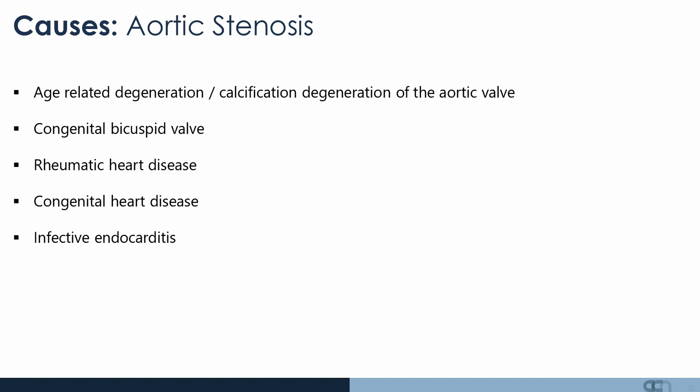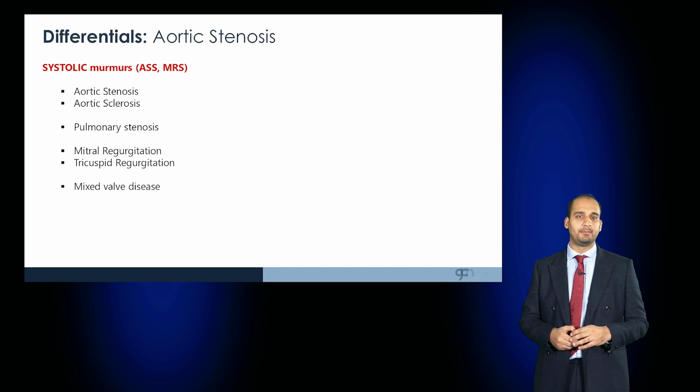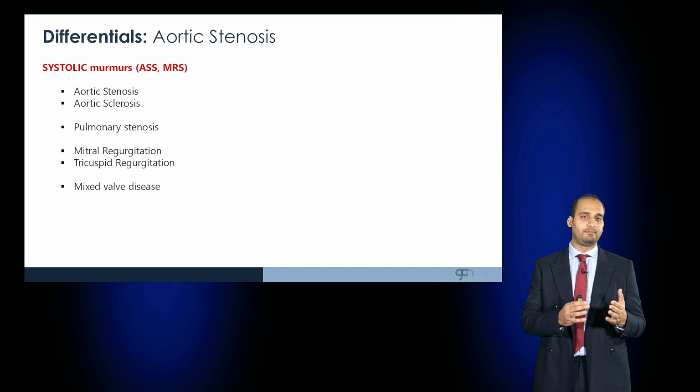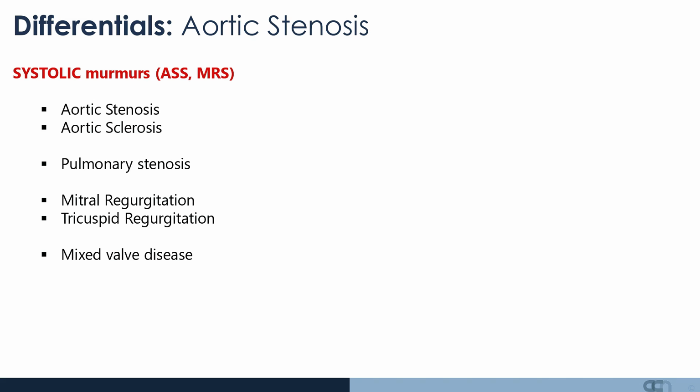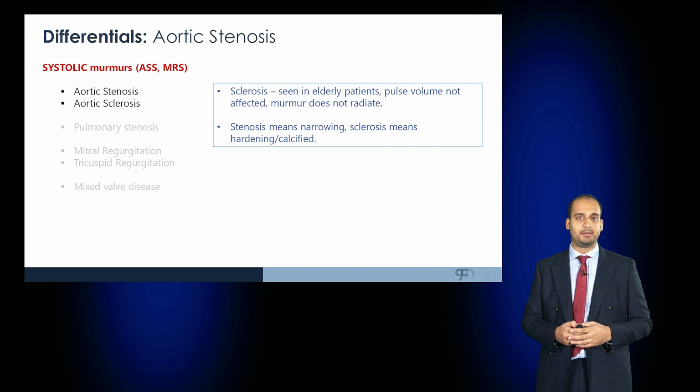So what are the differentials? Systolic murmurs, ASS and misses is the mnemonic, so aortic stenosis and aortic sclerosis, and the corresponding valve, so pulmonary stenosis, would also give a similar systolic picture. Mitral regurgitation and tricuspid regurgitation are also systolic murmurs, and mixed valve disease would also result in a systolic murmur.